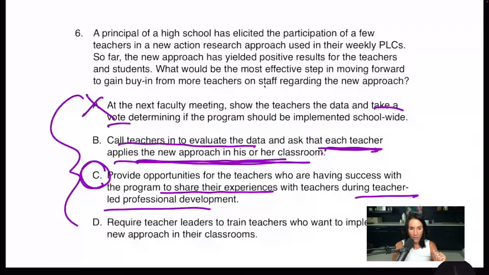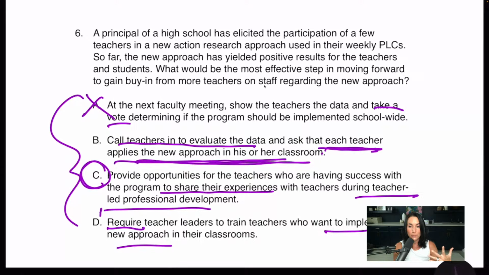But let me just go to D. Require teacher leaders to train teachers who want to implement the new program in their classrooms. Well, the word require is usually a bad word on this exam. And we're only training those who want to implement the new approach. Well, if you've been a school leader for any period of time, there aren't going to be a lot of teachers who want to implement a new approach. And why is that? Because they're given new approaches like every 5 minutes to implement in their classroom, and it's annoying. And so they are a little bit leery of any new ideas coming down from the district office. And so D is probably not your right answer for most effective.